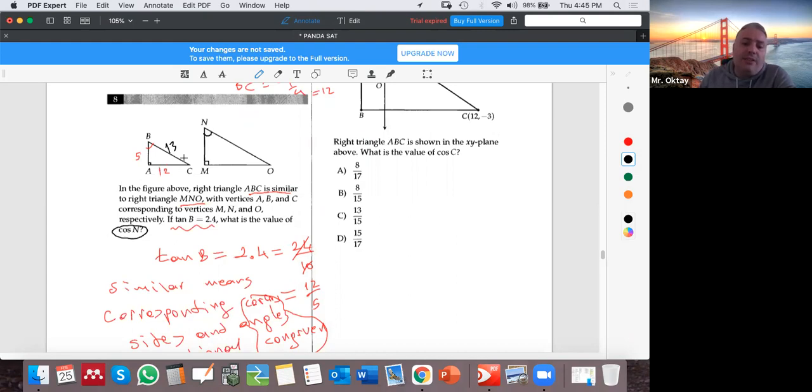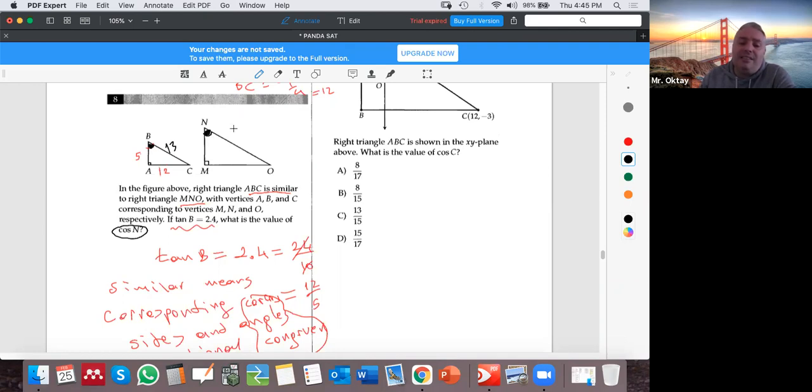I just want to ask you that if these two triangles are similar to each other, 90 degrees going to 90 degrees, and from B to C, from N to O, can I say that this angle and this angle are congruent since they are similar? The question says they are similar. Since these two triangles are similar, we must have congruent angles. So this angle is congruent to this angle.